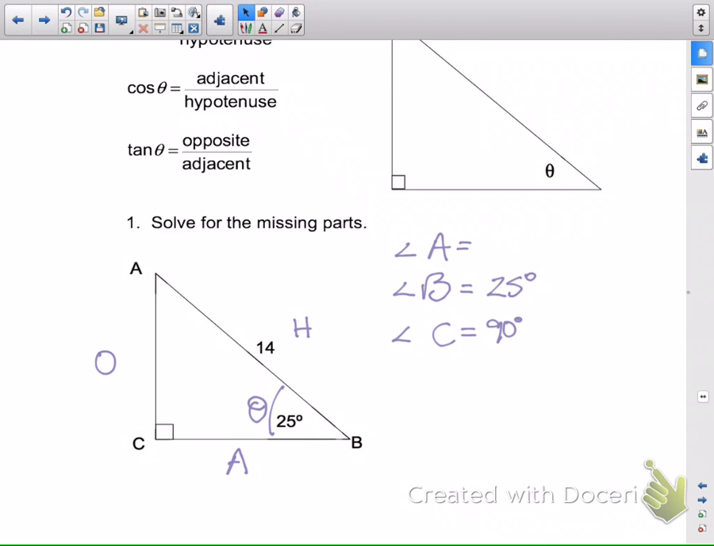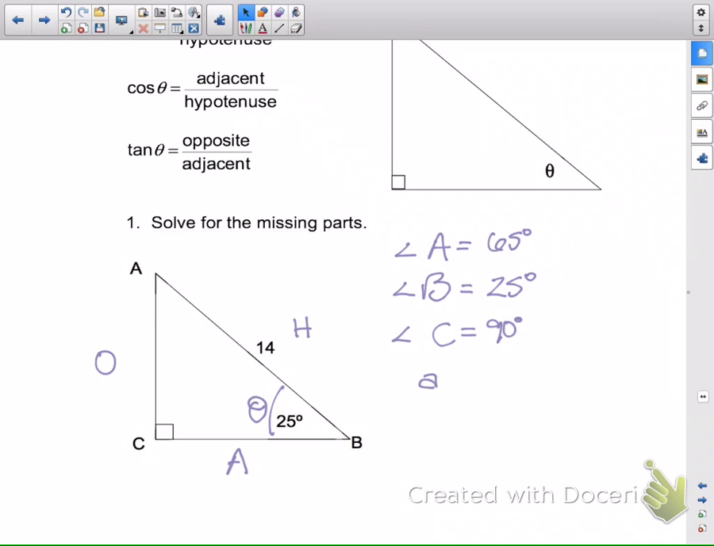Why is it easy to find angle A? They all have to add up to 180. So if I subtract 180 minus 25 minus 90, that tells me angle A is what? 65 degrees. So when we say all missing parts, we now have all 3 angles.